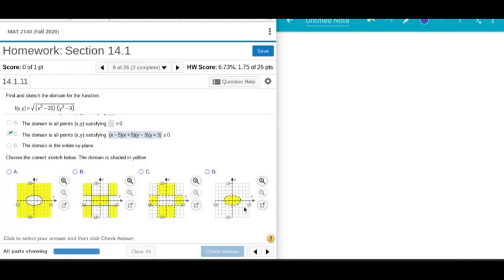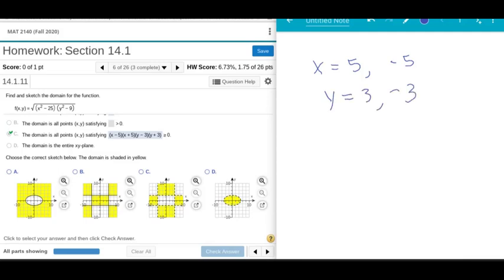Now look at our choices for the graphs. What you have to consider here is all of these numerical values that would make this equal 0. So if x equaled 5, if x was negative 5, y was 3, and y was negative 3, all of these would equal 0. So that's part of the boundary. So let me just put that here. So if x is 5 or negative 5, y is 3 or negative 3. And so you have lines.